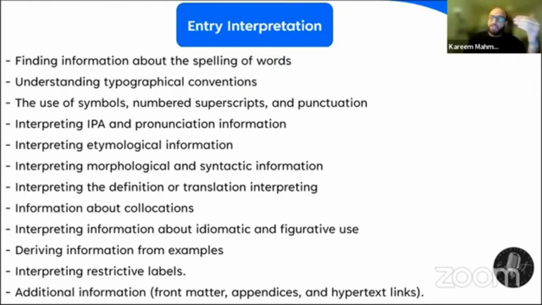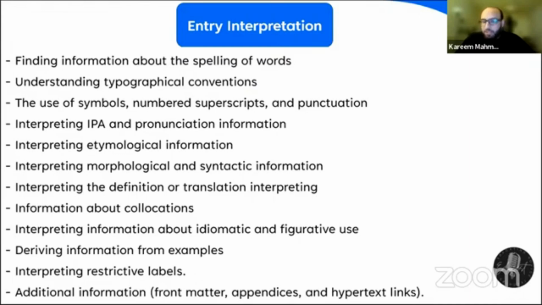You need to interpret the definition or the translation. Because we said that A2 learners cannot use the monolingual dictionaries, they can use the bilingual dictionaries. And they can interpret all the idioms and the examples and all that stuff. But the most important thing is the last point. What's the last point? It's additional information. What do I mean by additional information? This is a cross-reference, which I told you.